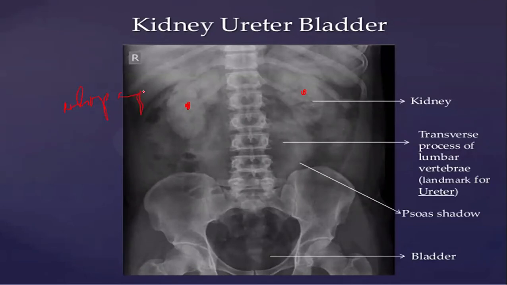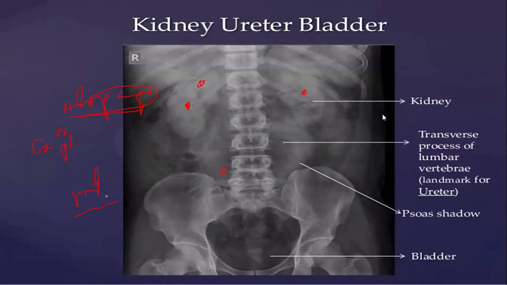What are examples of radio-opaque stones that you can see on X-ray? Calcium-containing, calcium oxalates, calcium phosphates. What are stones that are radiolucent? Meaning they cannot be seen on X-ray. But when you do an ultrasound, you can see both of them. Whether radio-opaque or radiolucent, they are white things on ultrasound. On X-ray, the radio-opaque ones, the calcium-containing stones, can be seen.